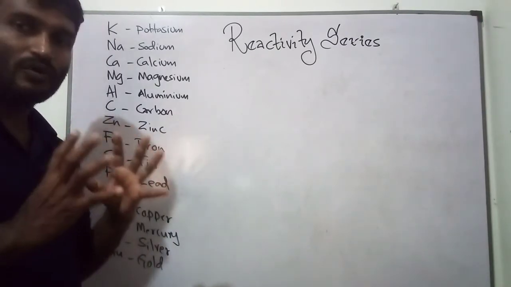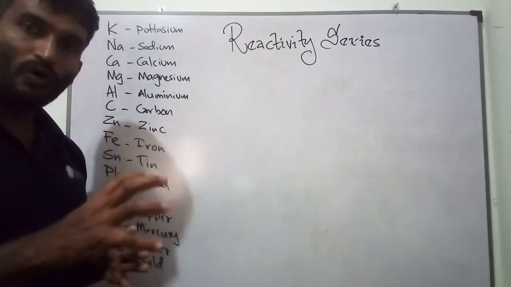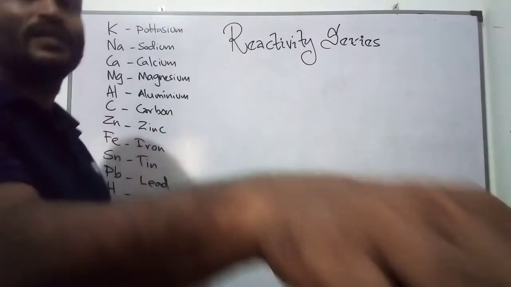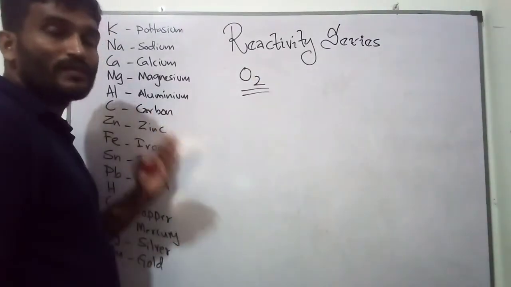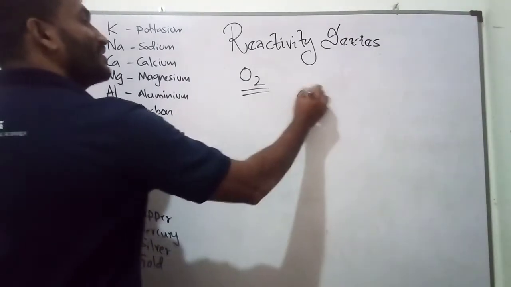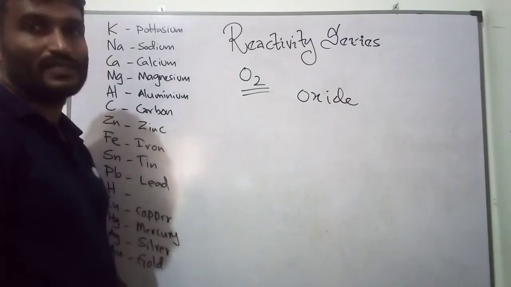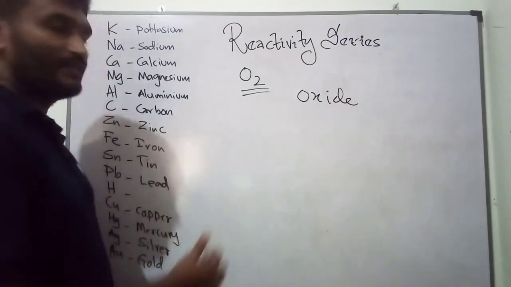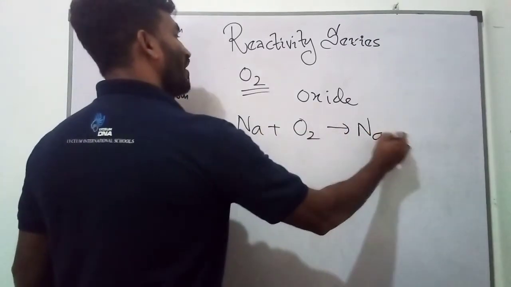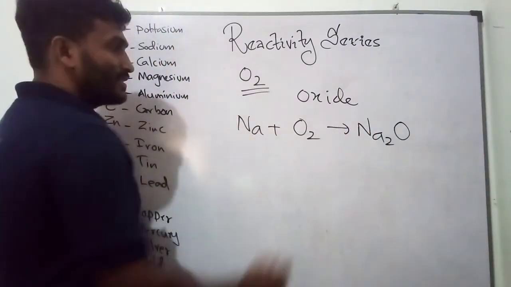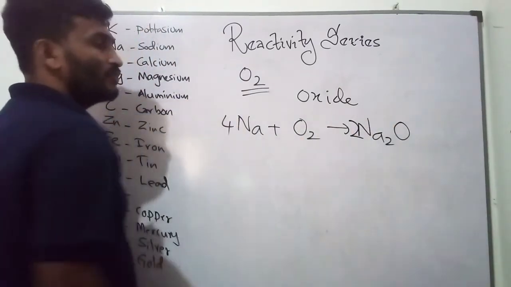Now we have to know how they react with oxygen, water and acids. If I think about the reaction with oxygen, most of these metals make oxides by reacting with oxygen. You should know how to write the balanced equation. Say, for example, sodium reacts with oxygen to form sodium oxide. To balance it, I have to put 2 in front of the oxygen, so altogether 4 sodium. So I have to put 4 here.